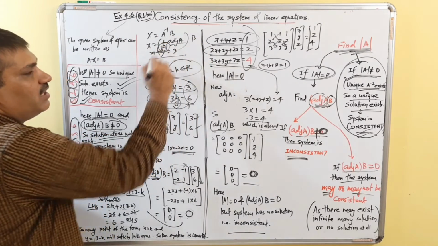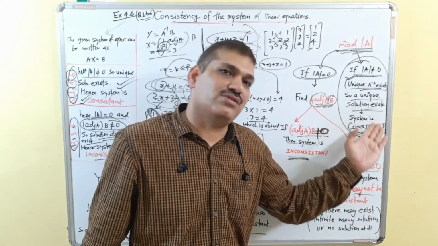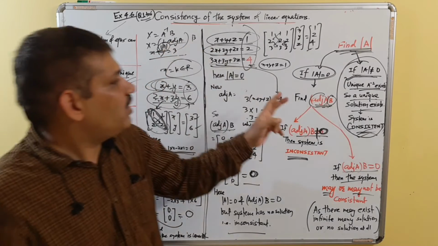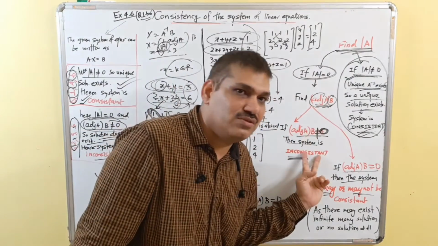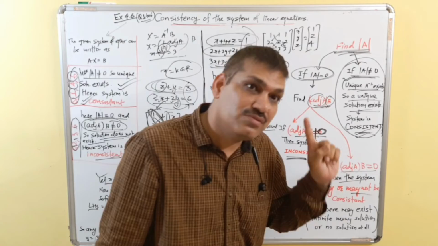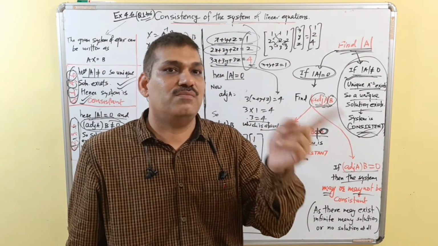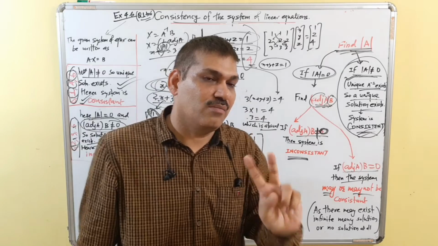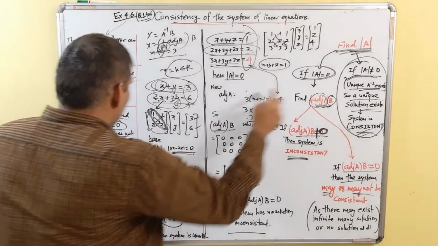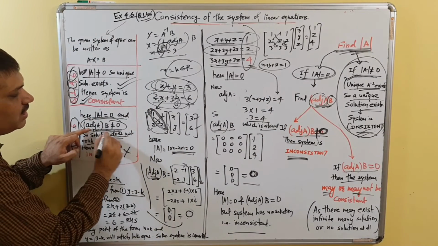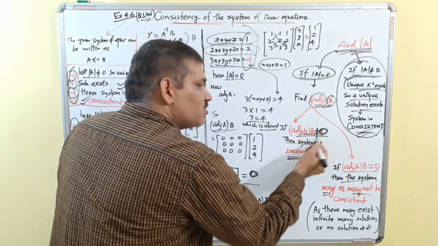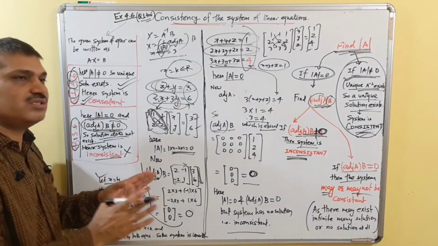So we find determinant A. If determinant A is not equal to 0, that means a unique solution is there. But if determinant A is 0, then we find the numerator, that is adjoint A into B. If adjoint A into B is not equal to 0, then there is no solution. If adjoint A into B is equal to 0, then a solution may exist or may not. But even in our textbook, only those cases are given whenever determinant A is 0 where adjoint A into B is non-zero. So adjoint A into B is a non-zero matrix, so the system is inconsistent, the solution does not exist.